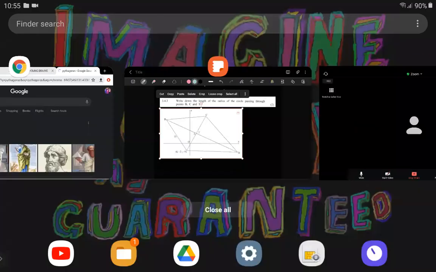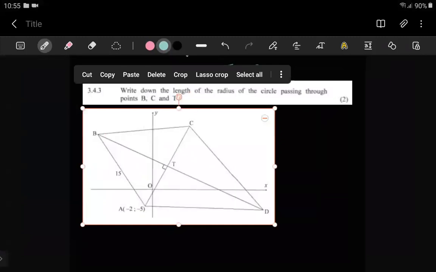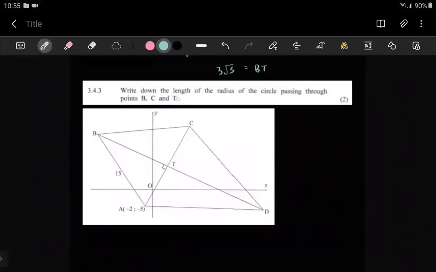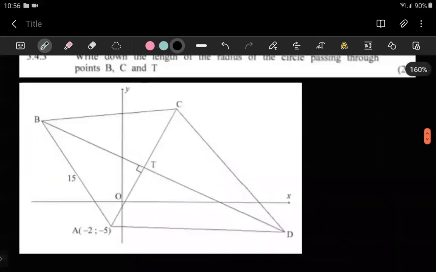Moving on. Anyway, what did they want us to do here? They said write down the length of the radius of the circle passing through BCT. So one thing we have already worked out is the length of all these lines here: 6 square root of 5, and then this one is 3 square root of 5.